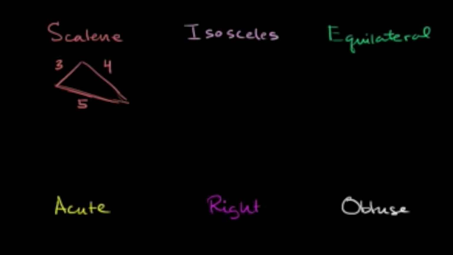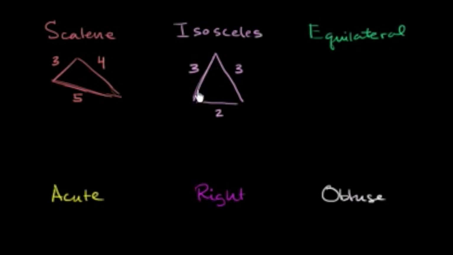Now, an isosceles triangle is a triangle where at least two of the sides have equal lengths. This side and this side are equal, so it meets the constraint of at least two of the three sides have the same length. Now, an equilateral triangle, you might imagine, and you'd be right, is a triangle where all three sides have the same length. Any triangle where all three sides have the same length is going to be equilateral.